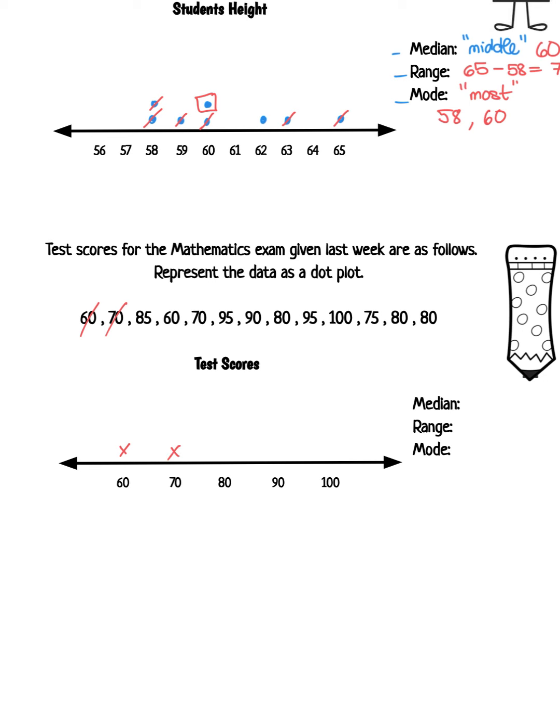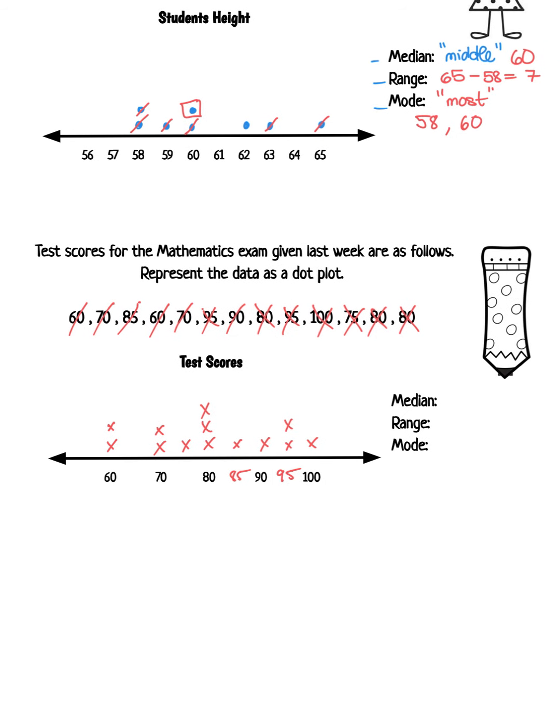70, 85. Remember, it's 85, so it's in between 80 and 90. Another 60, 70, 95 is in the middle of 90 and 100. 90, 80, 95, 100, 75, and 80, and an 80.